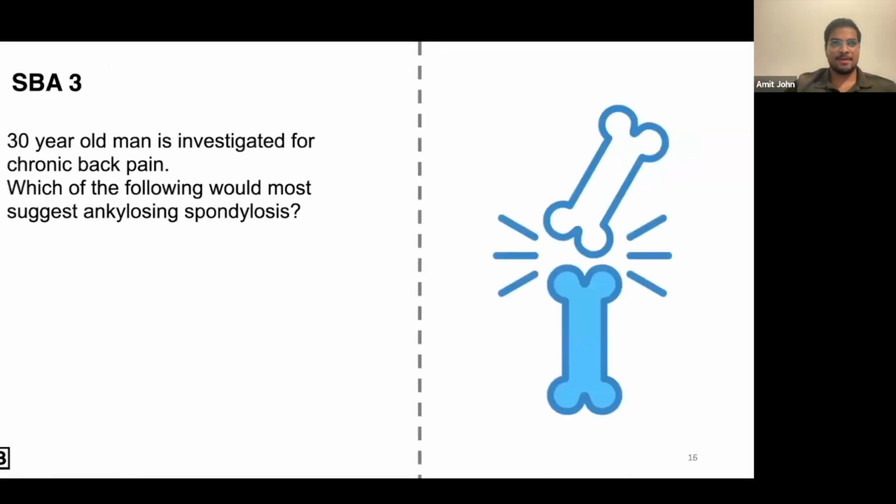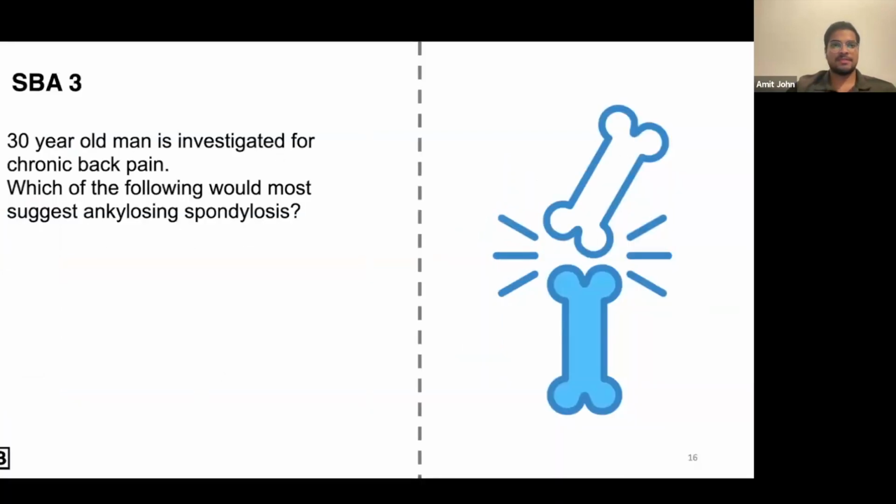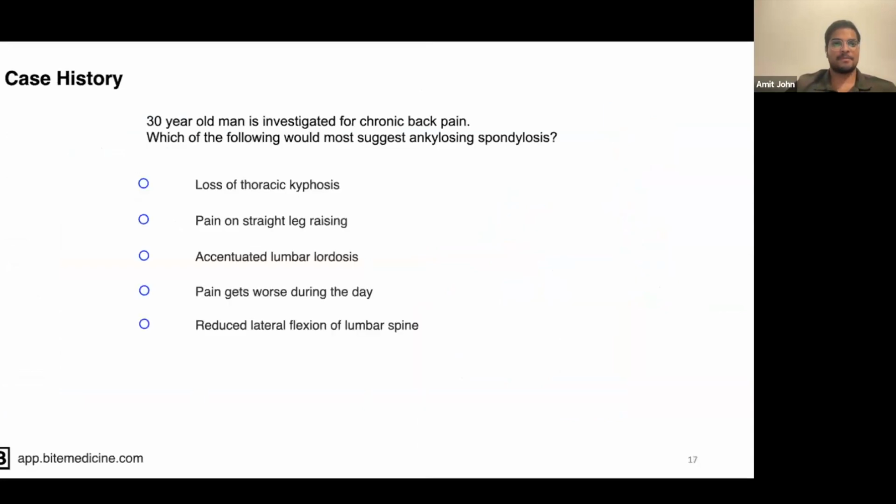Okay. So the next SBA. So this 30-year-old man is investigated for chronic back pain. Which of the following will most suggest ankylosing spondylosis? Loss of thoracic kyphosis, pain on straight leg raising, accentuated lumbar lordosis, pain which gets worse during the day, and reduced lateral flexion of the lumbar spine. So yeah, just put your answers in the Q&A section.